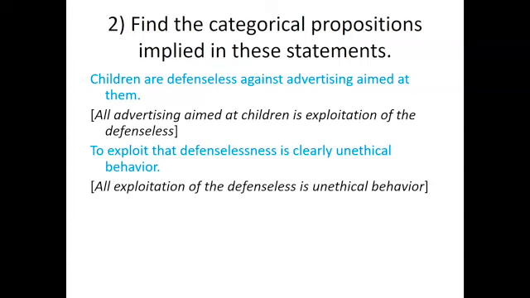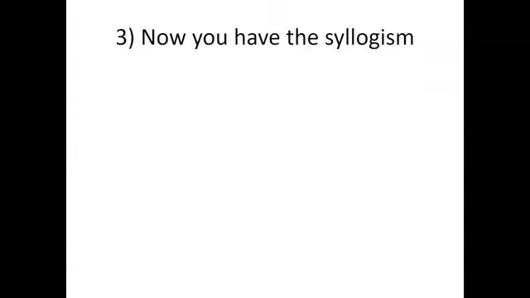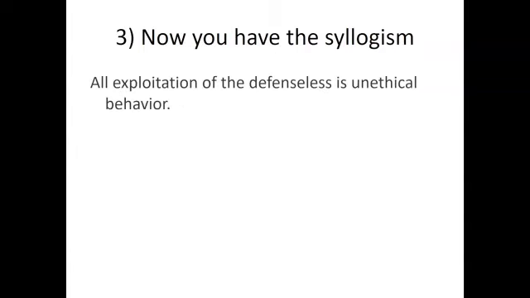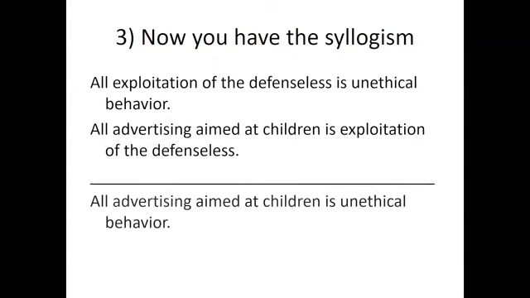So the conclusion is advertising aimed at children is unethical. And that is also a categorical proposition of the universal affirmative type. All advertising aimed at children is unethical behavior. Right? Okay, now you have the syllogism. All exploitation of the defenseless is unethical. All advertising aimed at children is exploitation of the defenseless. Therefore, all advertising aimed at children is unethical behavior.